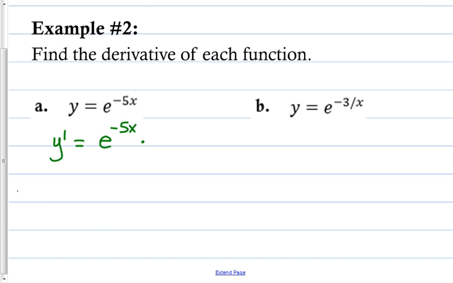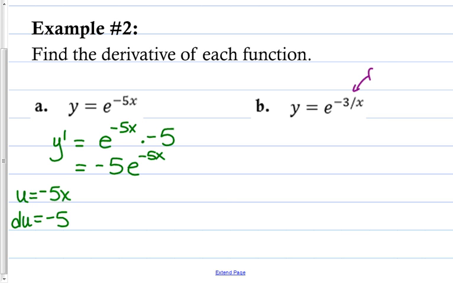Okay, so the exponent, we can call that u. It is negative 5x, so the derivative of that is negative 5. These are easy enough to do in your head, but just trying to make sure we understand what's happening here. And of course, I would appreciate if you rewrote it correctly. Negative 5 e to the negative 5x power. Okay, B, same idea.